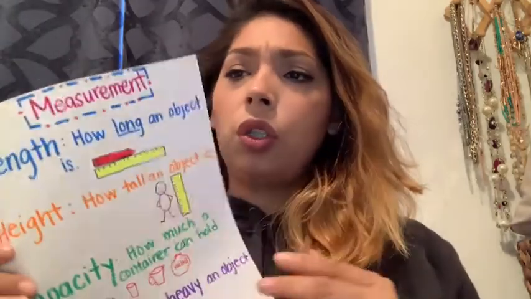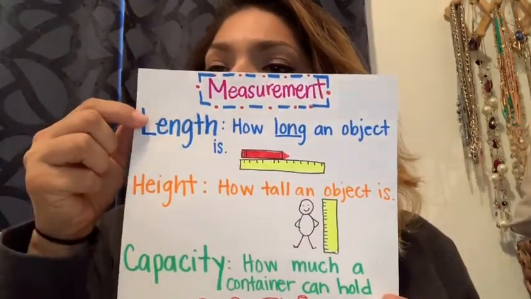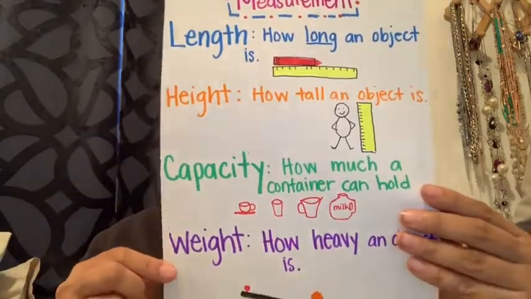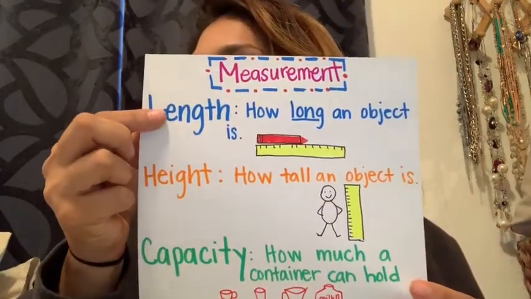And then we also talked about the different types of measurement, because we don't just measure how long or short things, and there's very different ways to measure a lot of different things. So the different types of measurements are length, height, capacity, and weight. And today we're going to be talking about length. When we talk about length, we're talking about how long something is.